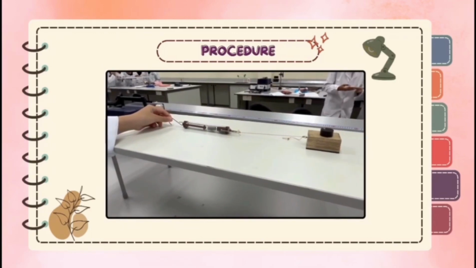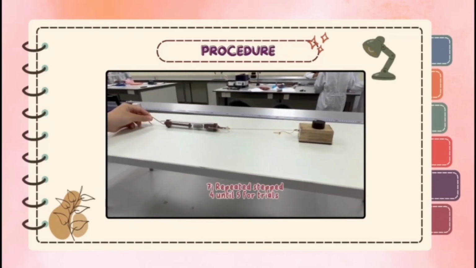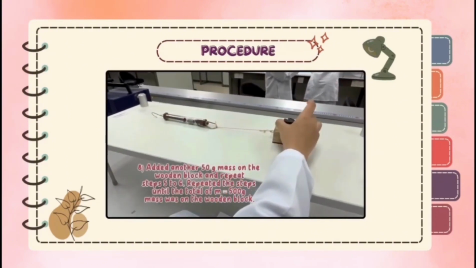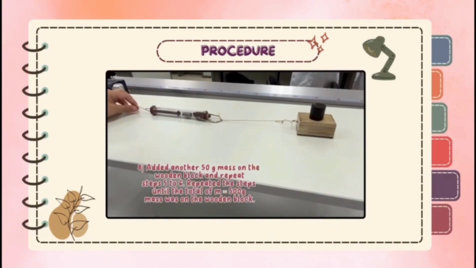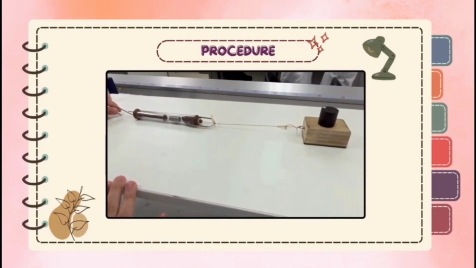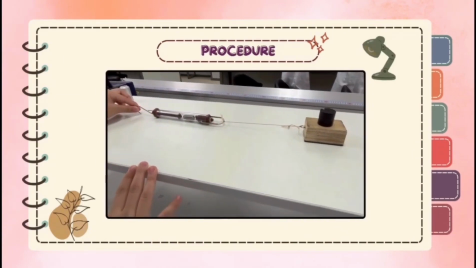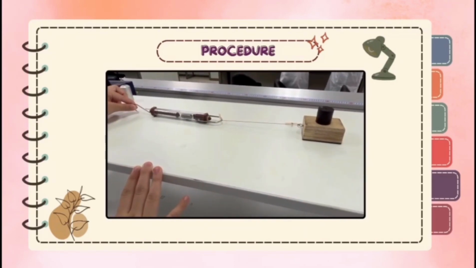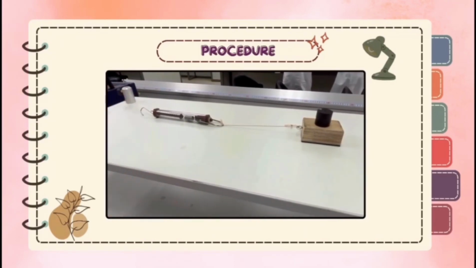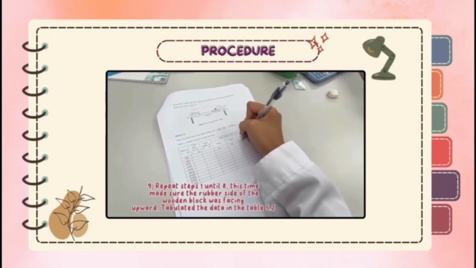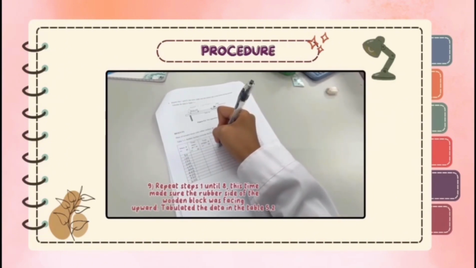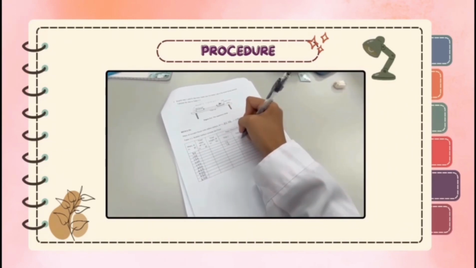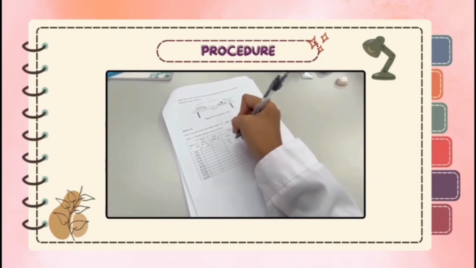You have to repeat steps 4 to 5 as trials. Next, you have to add another 50 gram mass on the wooden block and repeat steps 5 to 6. You have to repeat these steps 10 times. You have to repeat steps 1 to 8, but this time the rubber side of the wooden block is facing upward, and record all the data.